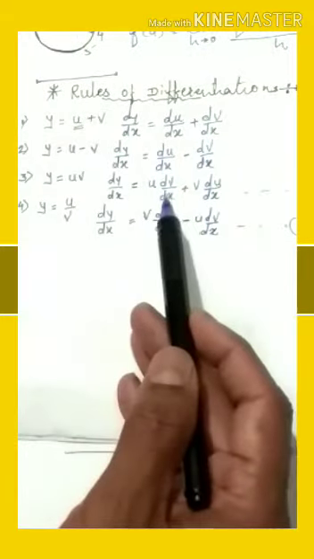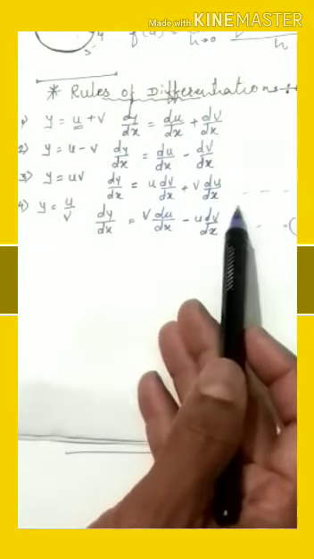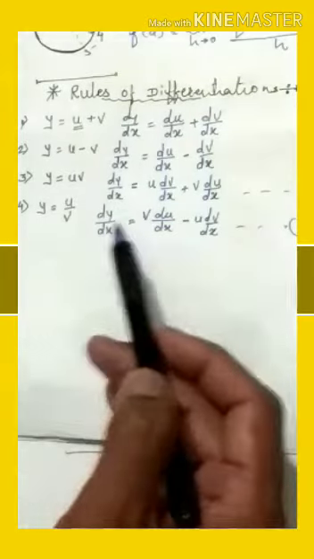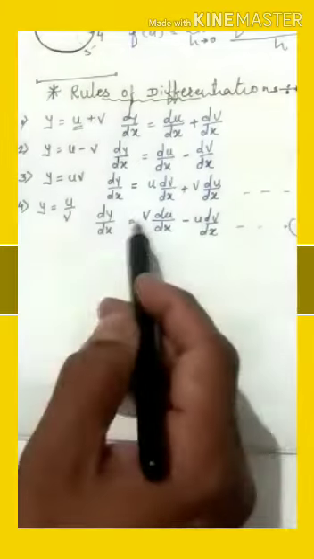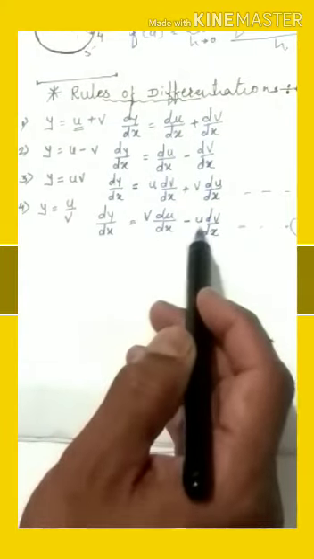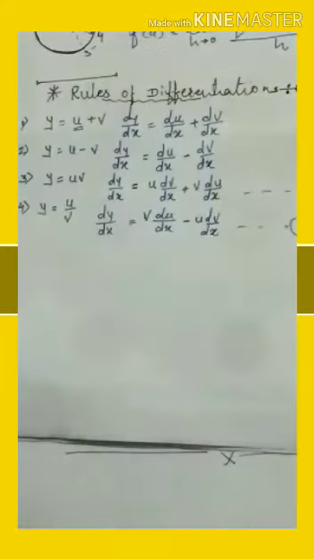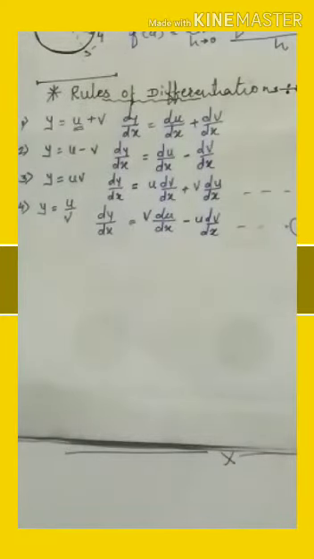For product: first function times derivative of second plus second function times derivative of first. For quotient: second function times derivative of first minus first function times derivative of second. So this was regarding the fundamental rules of differentiation.